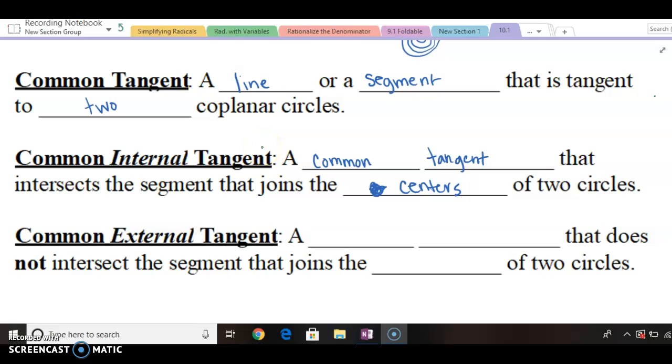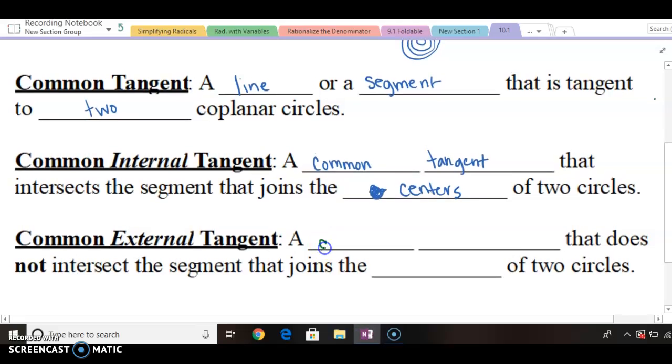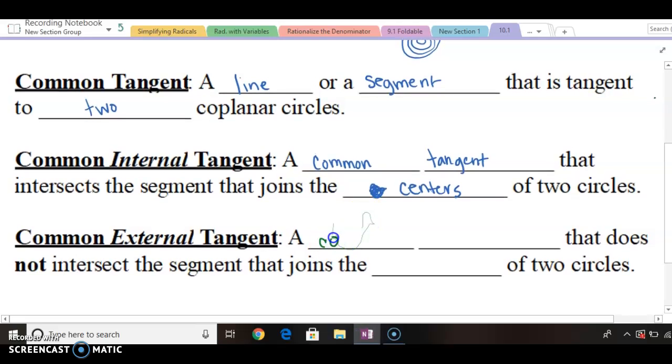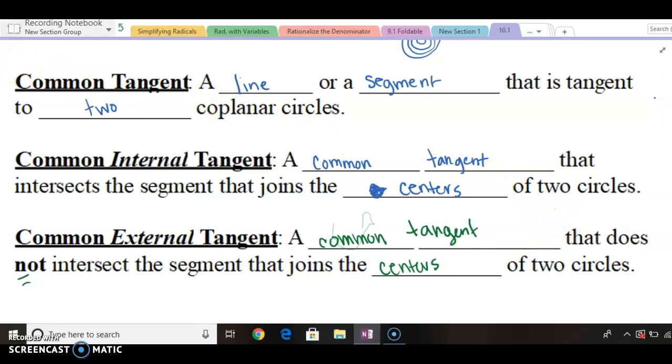All right, now the opposite of a common internal tangent, as you could probably guess, is a common external tangent. And this is just a common tangent that would not intersect the segment that joins the centers of the two circles, okay? And once again, we'll see an example here in a sec.